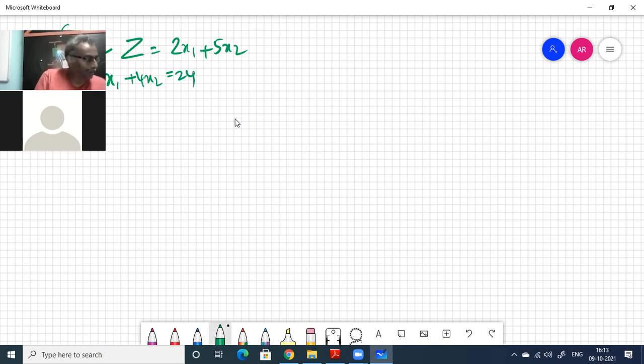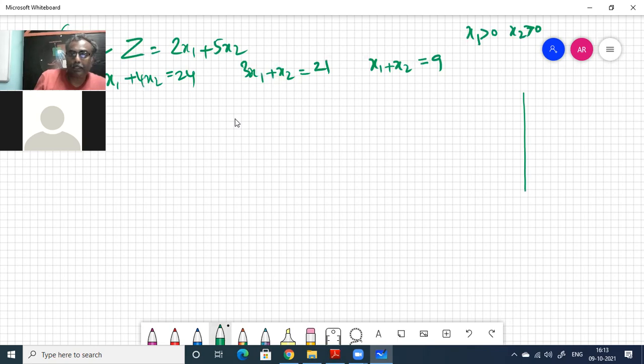Okay, you drop out the less than, you cannot use that. What is the second constraint? 3x1 plus x2 is less than or equal to 21. Again, you drop out the less than or equal. And what is the third constraint? x1 plus x2 less than or equal to 9. Okay, this is the third constraint. Then of course we have the usual non-negative constraints, x1 greater than 0, x2 greater than 0. Because x1, x2 are greater than 0, they are always found in the first quadrant.